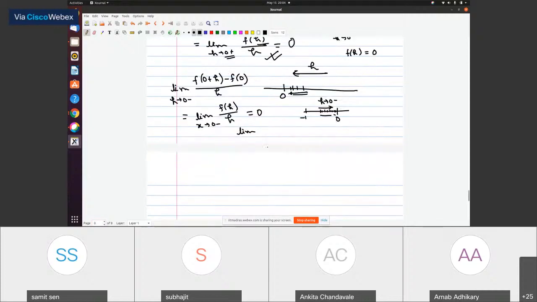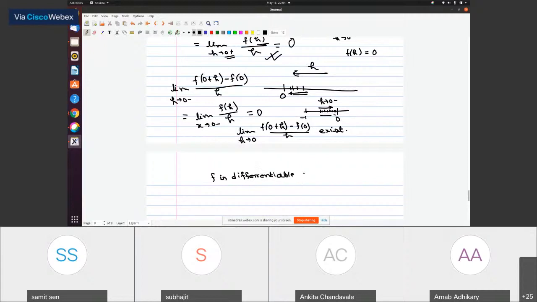So the limit as h tends to 0 of f of 0 plus h minus f of 0 by h exists. So the function is differentiable at 0, because this is the definition of differentiability, right? If this limit exists, then we say that f is differentiable at 0. Is it clear?